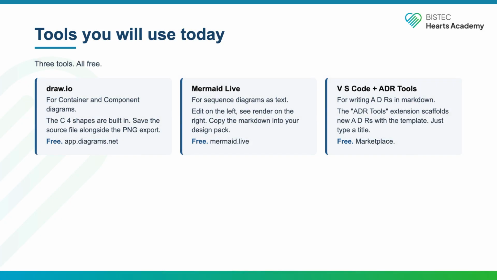3 tools. Draw.io for container and component diagrams. The C4 shapes are built in. Save the source file alongside the PNG export. Mermaid Live for sequence diagrams as text. Edit on the left, see render on the right. Copy the markdown into your design pack. VS Code with the ADR Tools extension for writing ADRs in Markdown. The extension scaffolds new ADRs with the template. Just type a title. All free.